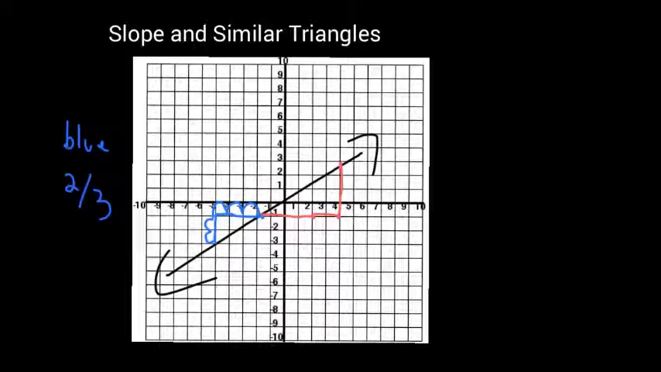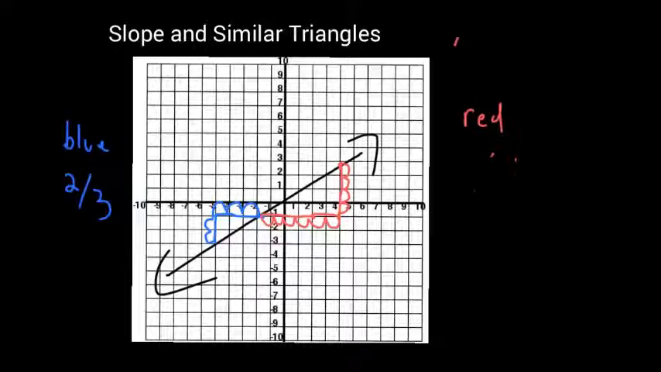Now let's do the slope of the red. 1, 2, 3, 4, 5, 6, over 1, 2, 3, 4. 6 over 4, you could divide by 2. Oh, I did that one backwards. Let's erase that, in case you forgot.